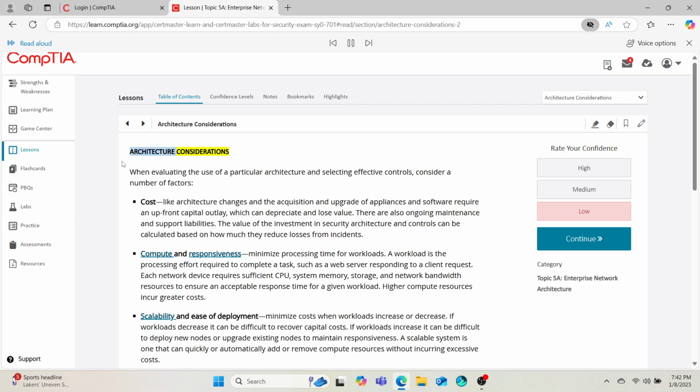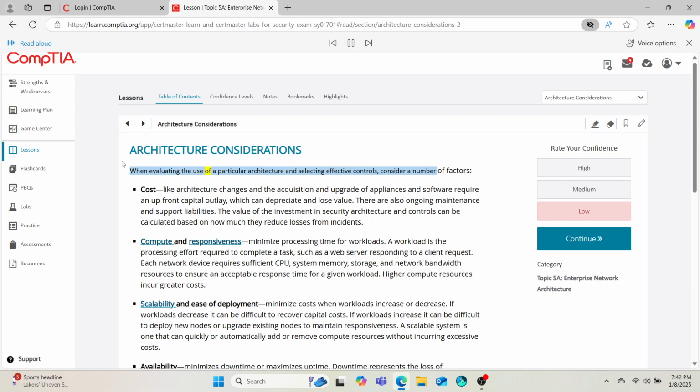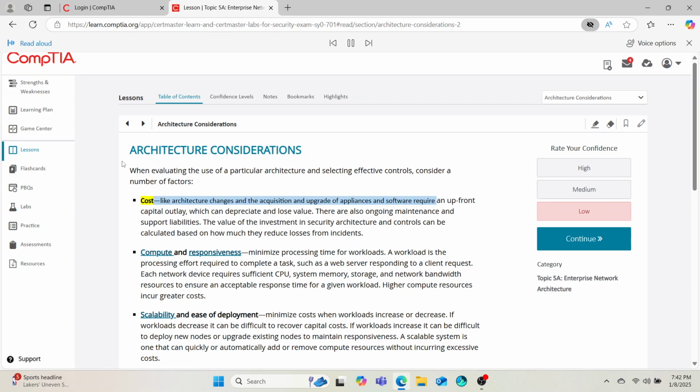Architecture considerations. When evaluating the use of a particular architecture and selecting effective controls, consider a number of factors. Cost: architecture changes and the acquisition and upgrade of appliances and software require an upfront capital outlay, which can depreciate and lose value. There are also ongoing maintenance and support liabilities.